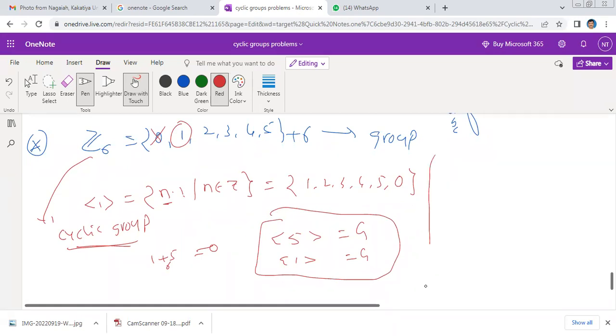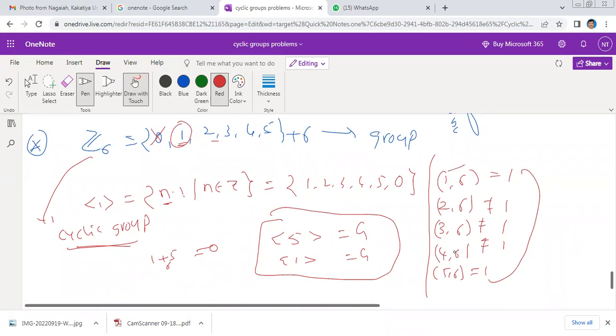But we can use a simple formula. Take those elements of Z6 with GCD: GCD of 1 and 6, 2 and 6, 3 and 6, 4 and 6. For which does the GCD become 1? Now you check. GCD of 1 and 6, 5 and 6 is 1. So this is not 1, this is not 1, this is not 1, this is 1. Therefore 1 and 5 are the generators of this group.